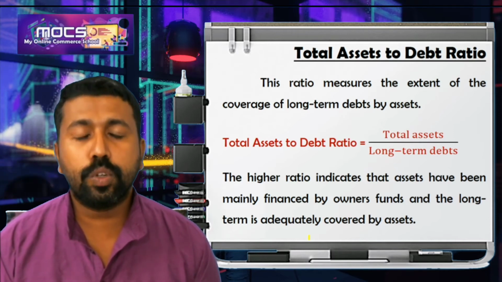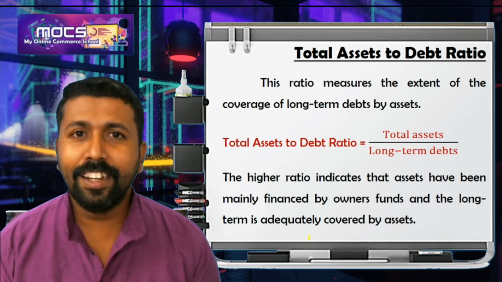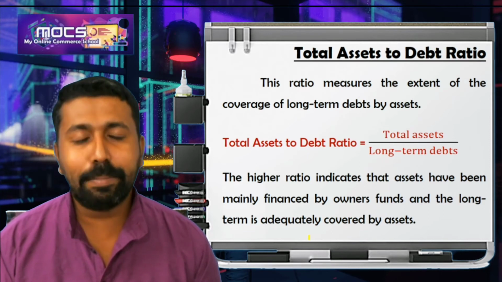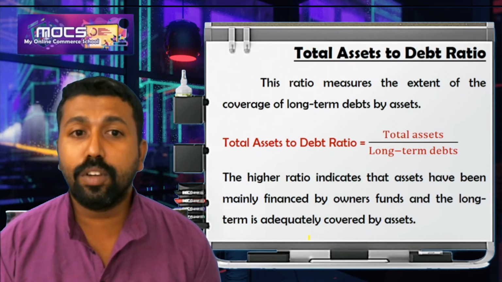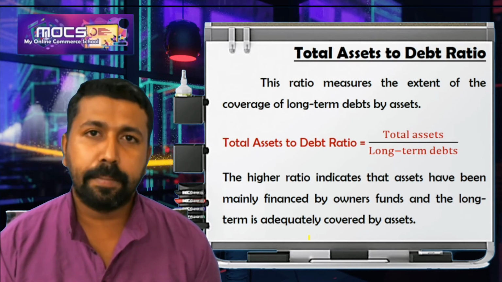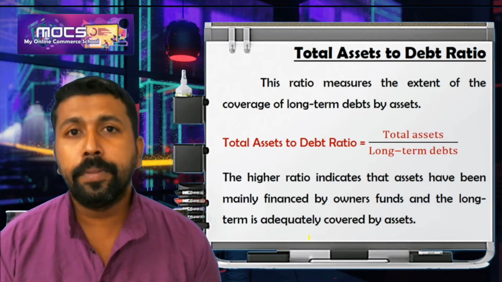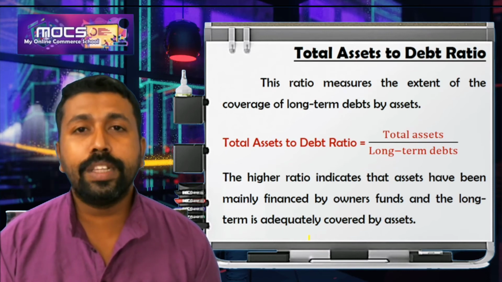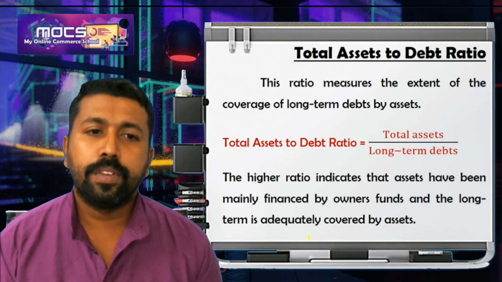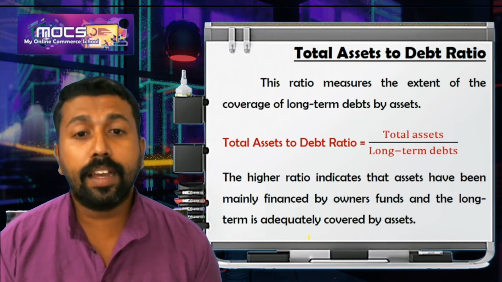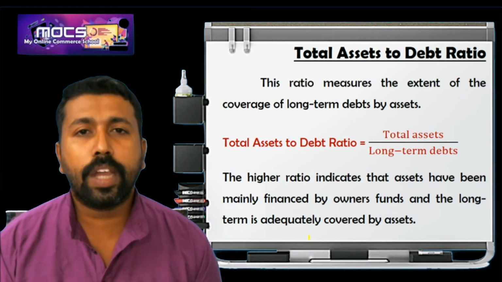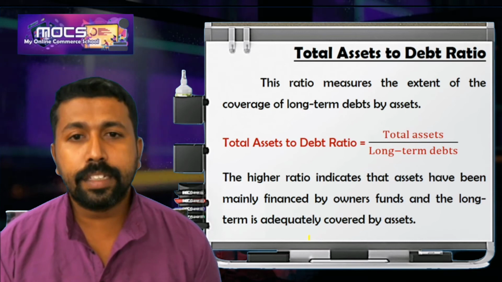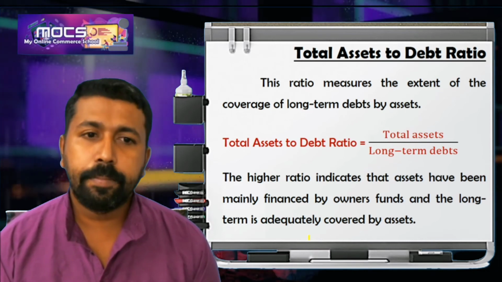So this ratio indicates the relationship between total asset and debt. The ratio measures the extent of the coverage of long-term debt by asset. Whether the firm is able to repay the debt using the amount of total asset by selling the assets value. And the equation is total asset divided by long-term debt. We can use the equation to calculate this ratio, total asset divided by long-term debt.